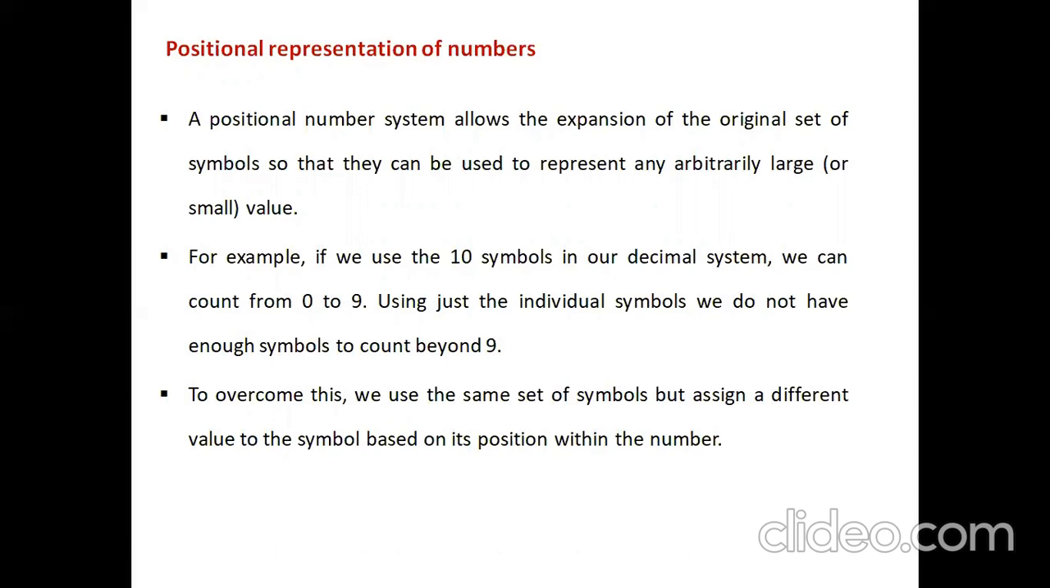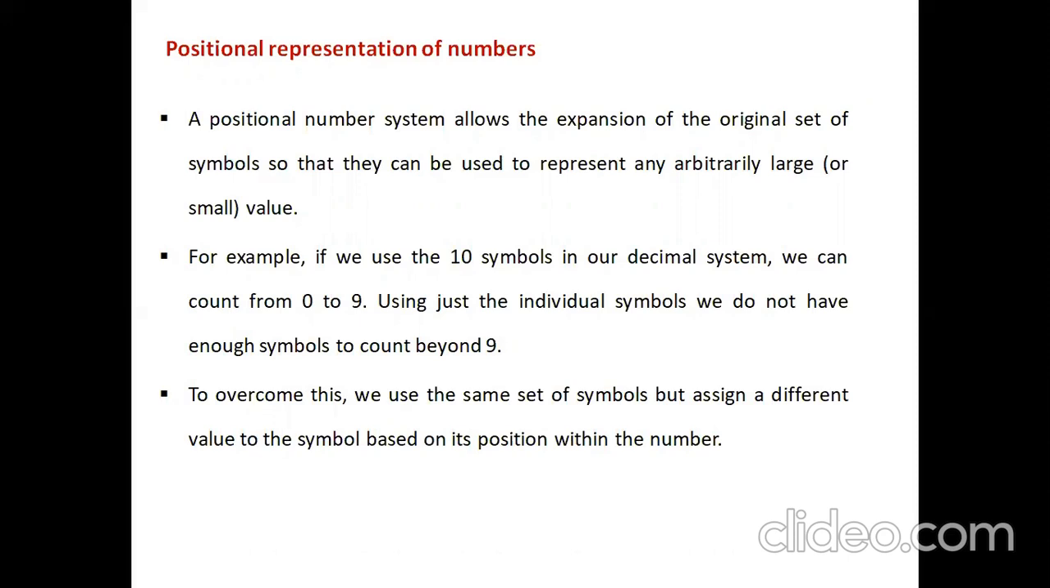So after 9, we do not have enough symbols to count beyond 9. So the combination of zeros and nines, the 0 to 9 numbers, will be repeated again, but the significance will be changed by changing the position of the numbers.